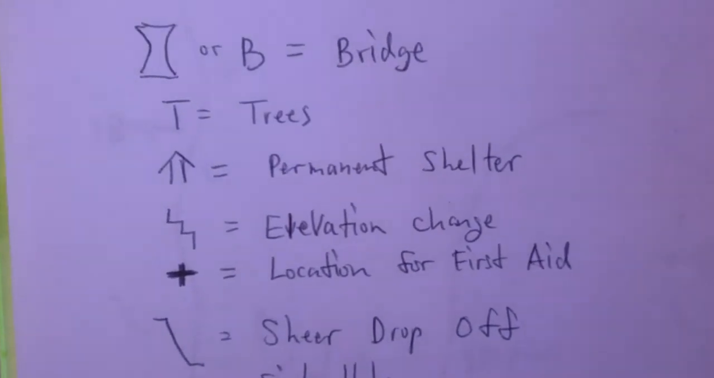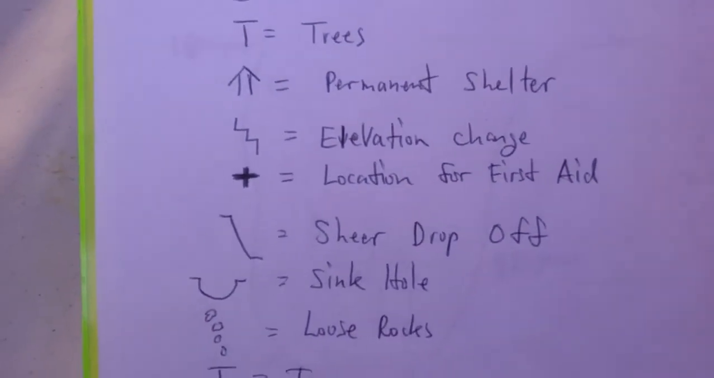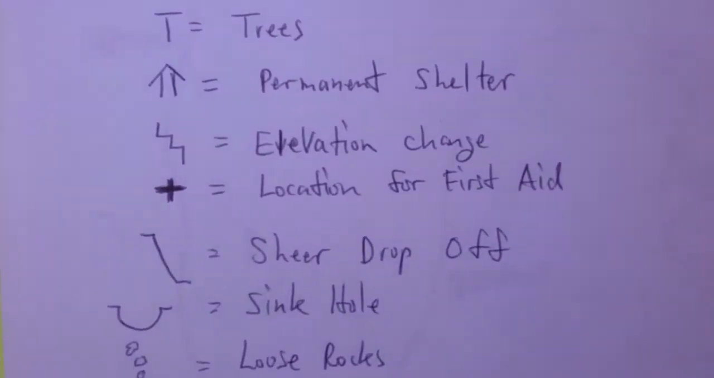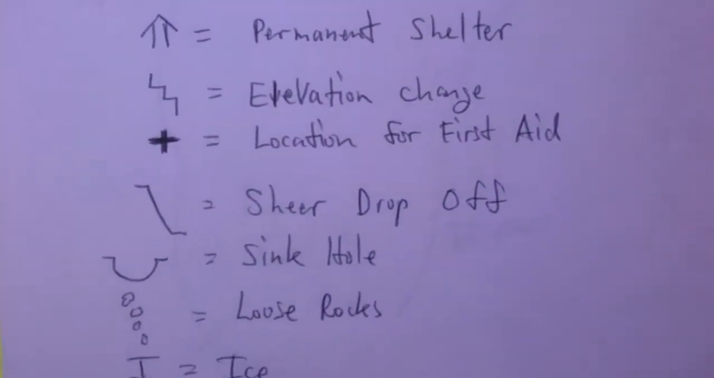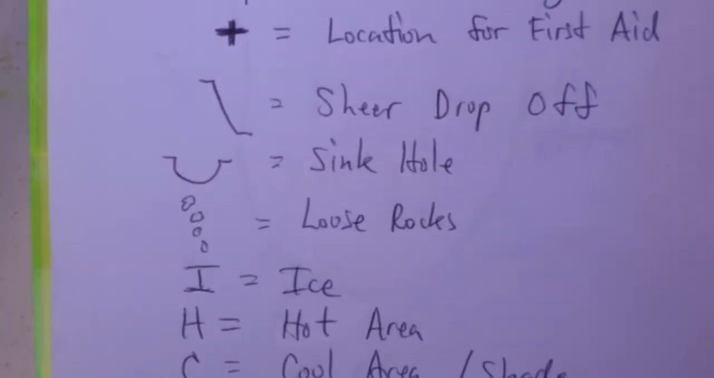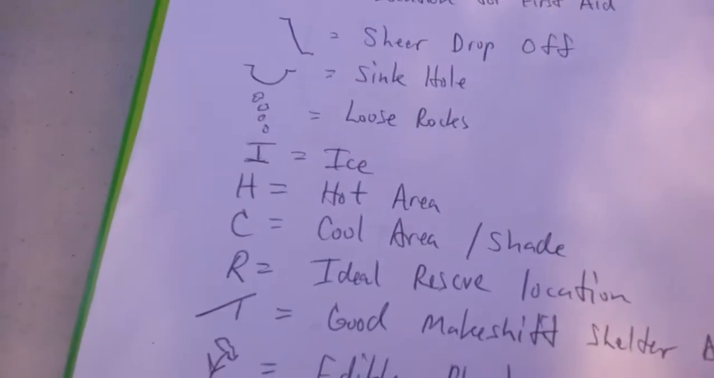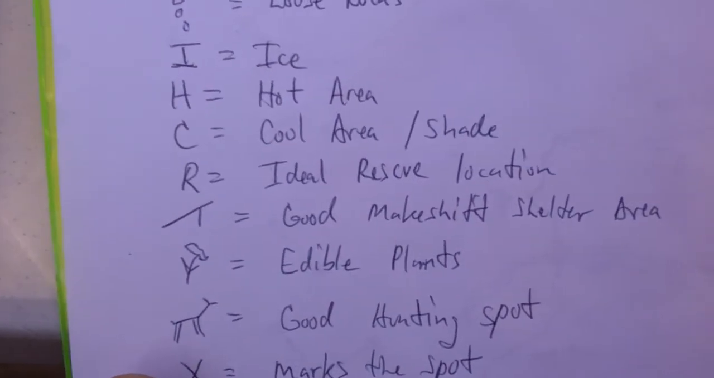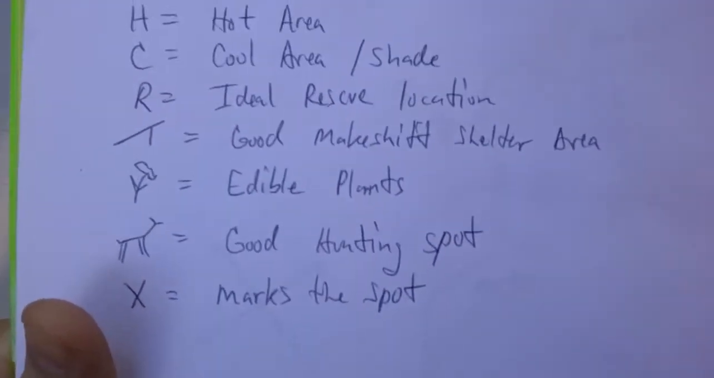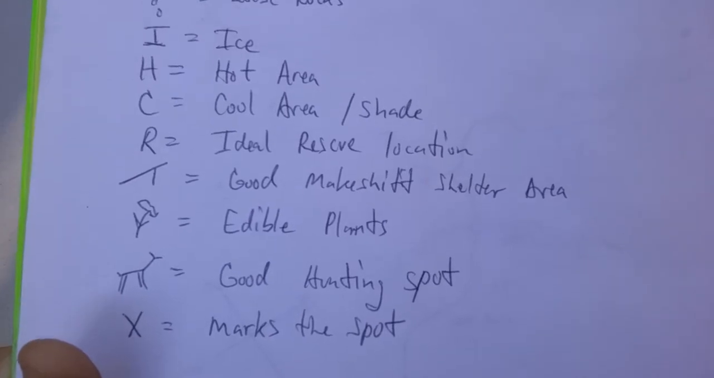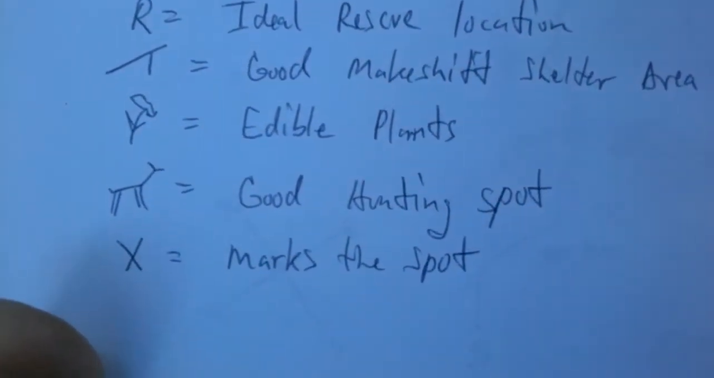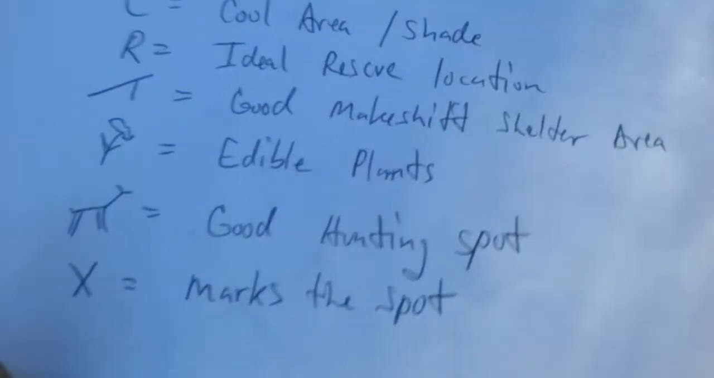On my map, the little walkway for the permanent shelter, a little step area for elevation, a plus sign or a cross for first aid, sheer drop-offs, sinkholes, loose rocks, ice, hot areas, cold areas, initial rescue, areas that would be the most ideal, makeshift shelter areas that would be ideal, edible plants, hunting spots, and X marks the spot.